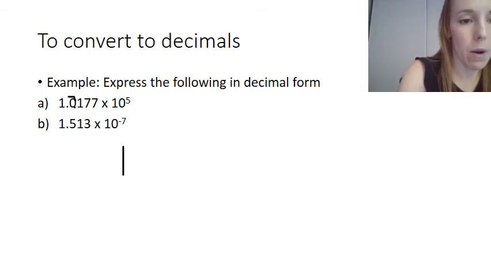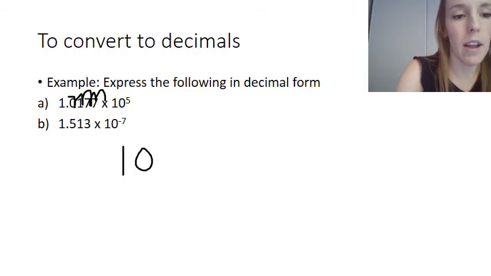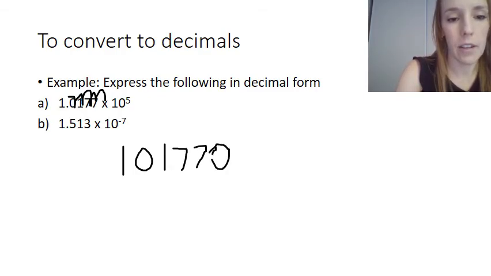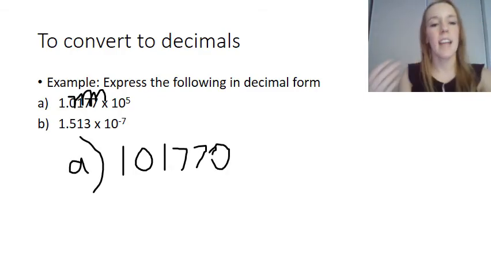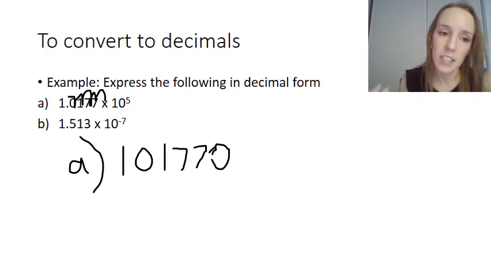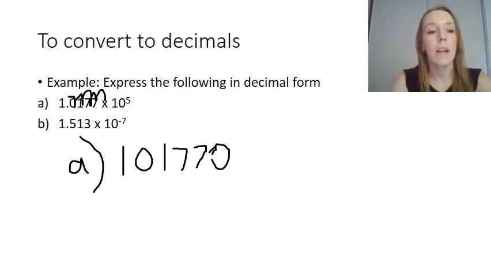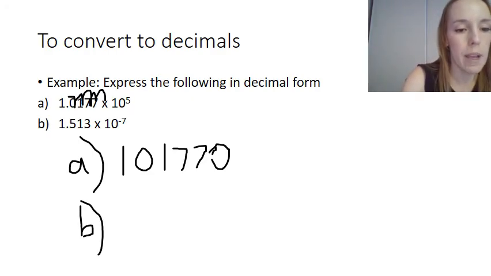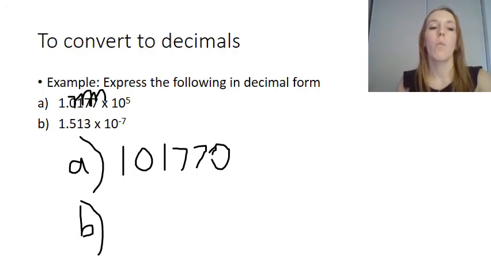So that will be 1, 2, 3, 4, 5. So we'll add an extra 0. So 1, 0, 1, 7, 7, 0. Sorry, I should label that. That's A. So we can see our answer to A: if we convert 1.0177 times 10 to the power of 5, which is scientific notation, to a decimal, we get 101,770.